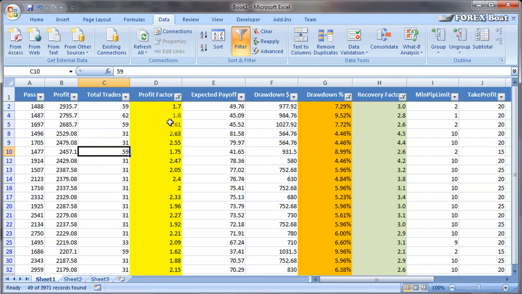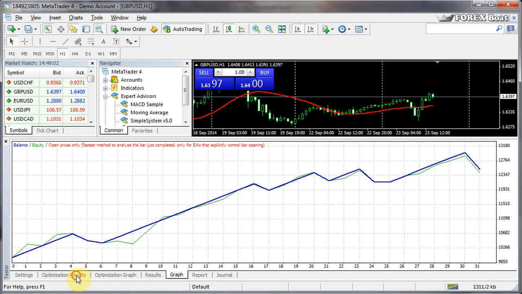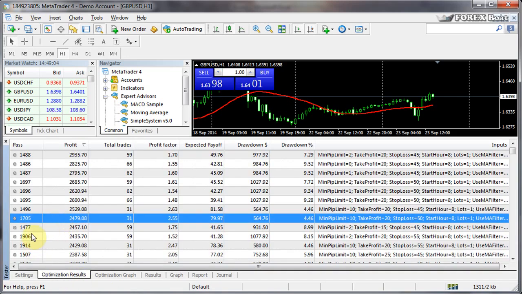let's have a look. For example, this one kind of stands out, just as an example, that it is not the top one, but it does have a profit factor more than the top one. It does have a relatively small drawdown, a good recovery factor above 2, and it still has a high number of trades. So let's look at that one. We just have to remember the pass. It's 1477. Now if we go back to MetaTrader 4 to optimization results, there it is.